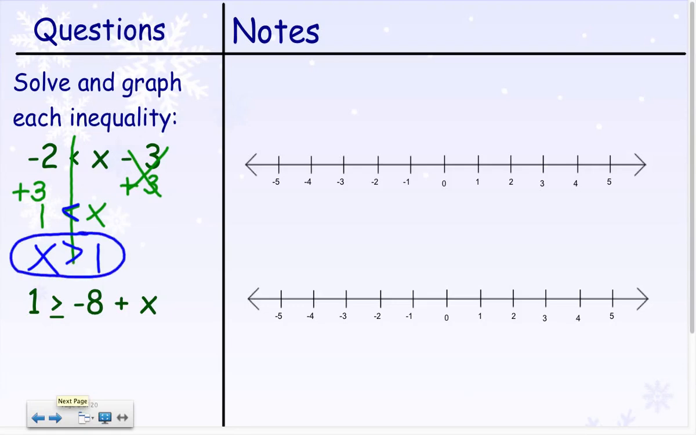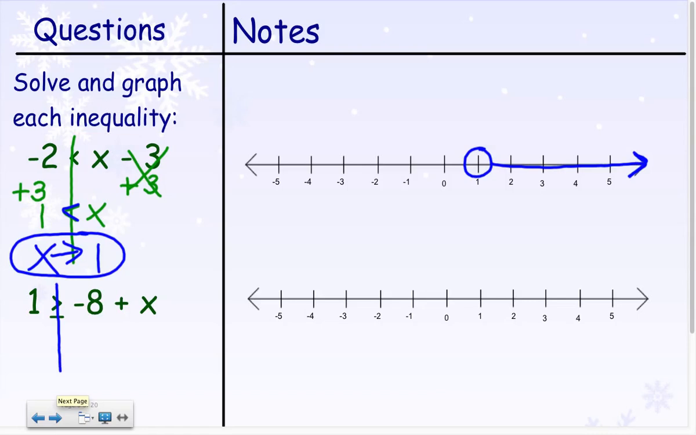Now I'm ready to graph. Greater than is an open circle on 1. If I turn this into an arrow, my arrow is shading to the right. Numbers that are bigger than 1, x is greater than 1, so bigger than 1 would be 2, 3, 4, 5, and so on. Next one, I'll draw my train tracks.